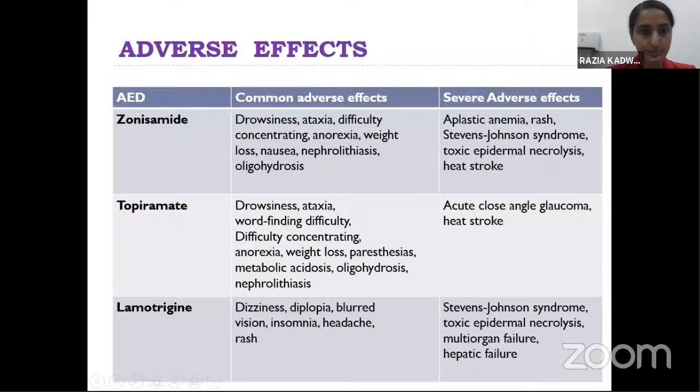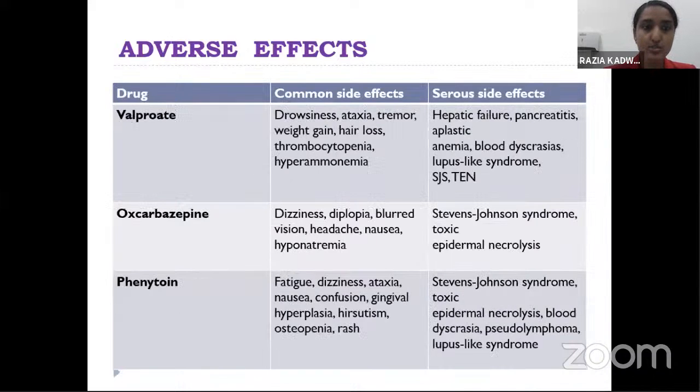Whenever you start any drug, you remember what are the common and adverse side effects for each anti-seizure medication. So, for example, zonisamide can cause ataxia, drowsiness, and renal stones. Topiramate can cause concentrating difficulty, word finding difficulty, again, and metabolic acidosis. Lamotrigine, we know it's infamous for causing Stevens-Johnson syndrome. Valproate has a long list of side effects. So you must remember the common side effects and monitor the patient for these side effects whenever they come for follow-up.